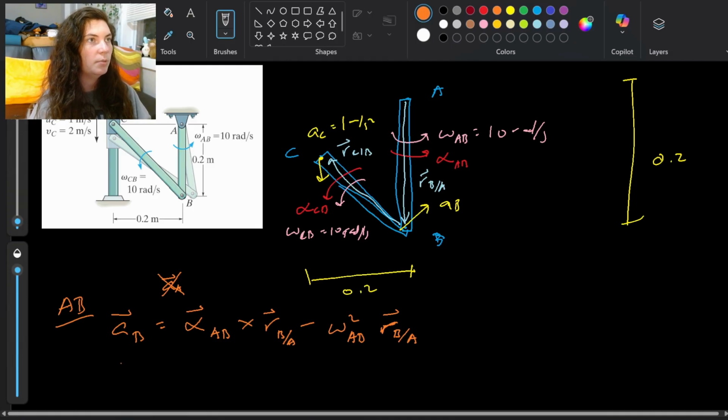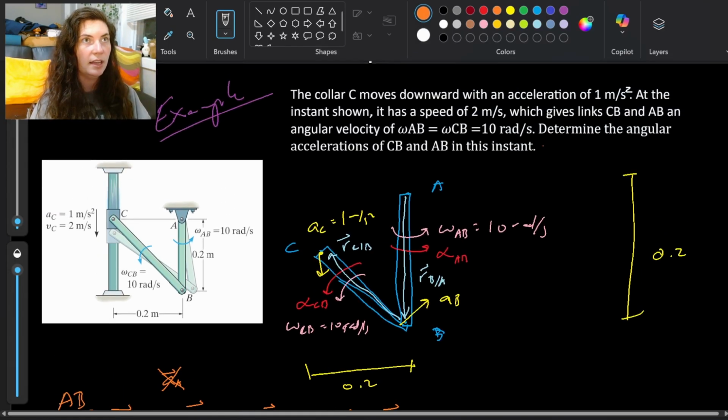So I can go ahead and start plugging some stuff in here. My acceleration of B is going to be, I don't know what my alpha AB is. That's one of the things I'm trying to find. I need to find that angular acceleration of AB and of CB.